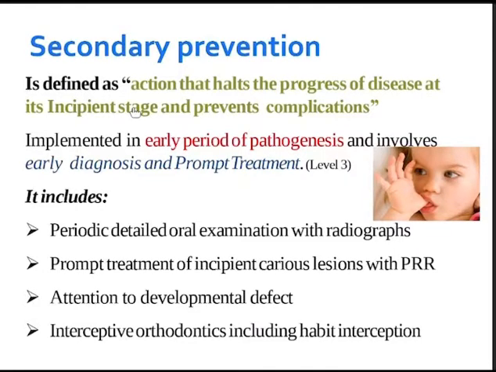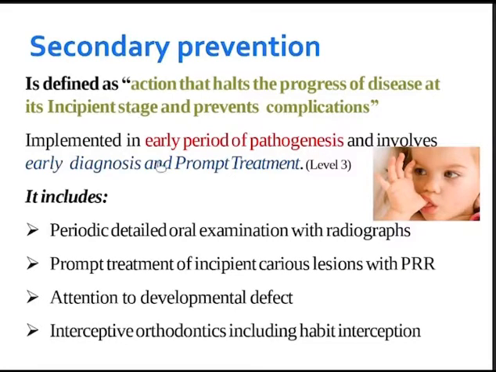For example, proximal caries. Proximal caries is not routinely diagnosed clinically. Sometimes proximal caries cannot be seen clinically. When you take a routine radiograph, you see a proximal caries. So once you see a proximal caries at the beginning level, what you do is a restoration so that it does not progress further and lead to pulpal inflammation. So this is called secondary prevention.